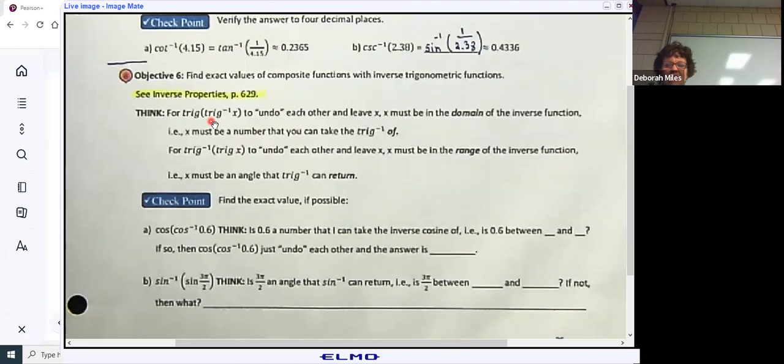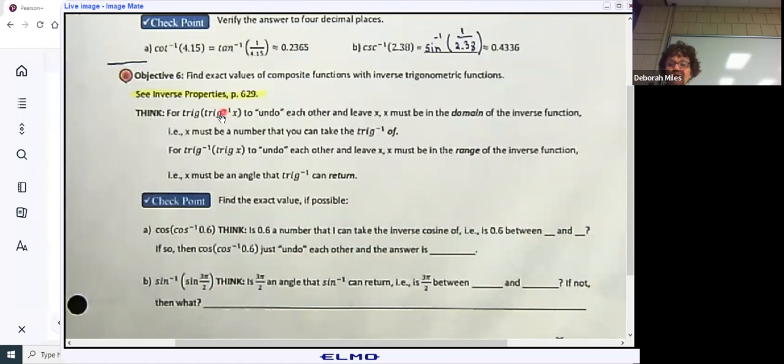In order to say that they undo each other and just give you x, x has to be something that you can take the inverse trig function of. Now that depends on what inverse trig function we're talking about. But if it's inverse sine or inverse cosine, then x would have to be a number between -1 and 1 or the whole thing blows up.